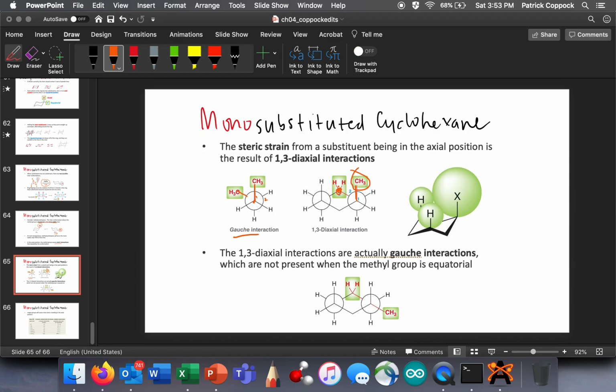There's another carbon over here, and that is gauche. Can you see that? Like there's 60 degrees right there. And it's called a 1,3 diaxial interaction. It's really just that gauche interaction. It's the same thing. All right, so here's a picture with, you might imagine, the big electron cloud around it, and those electron clouds are all repelling each other. So the 1,3 diaxial interaction is actually a gauche interaction.